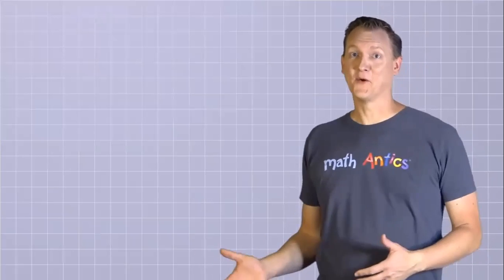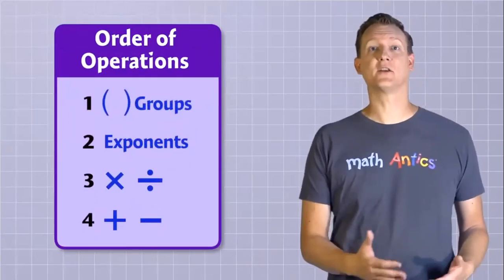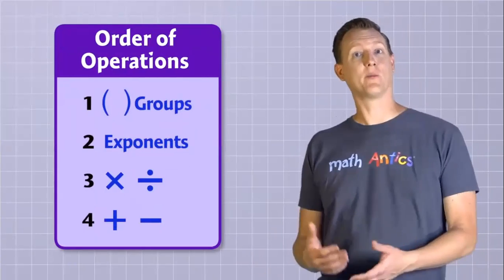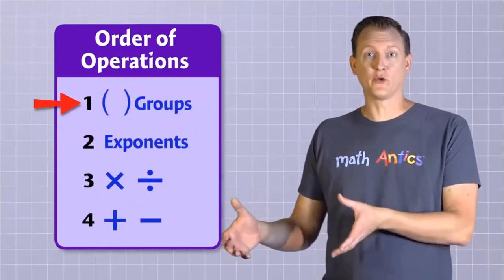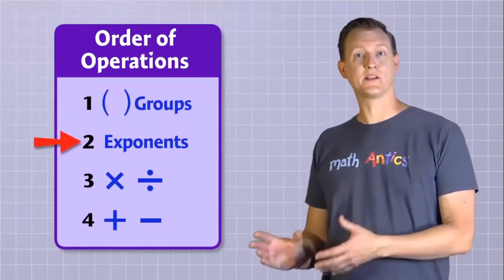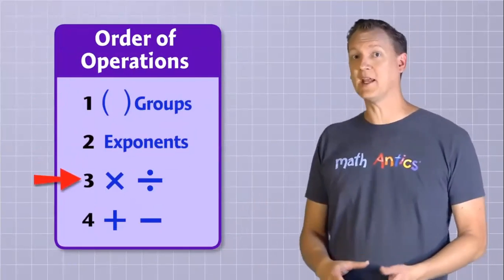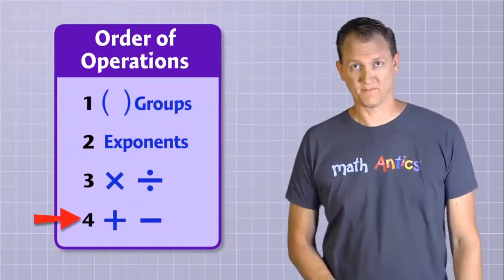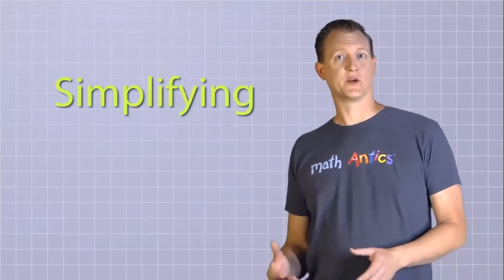Fortunately, in math, we have a special set of rules that tell us what order to do operations in. Those rules tell us to do operations inside parentheses or other groups first. And then we do exponents. And then we do multiplication and division. And last of all, we do addition and subtraction. Those are the rules you need to follow when simplifying mathematical expressions or equations.